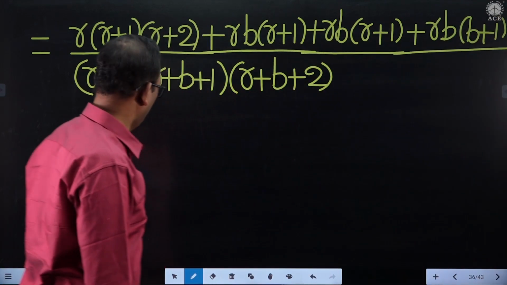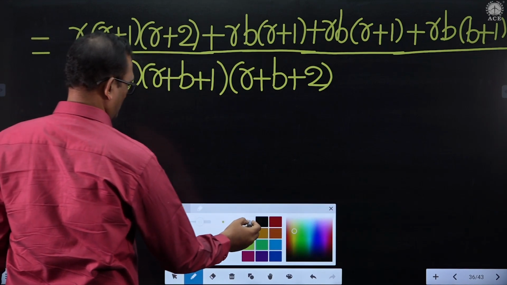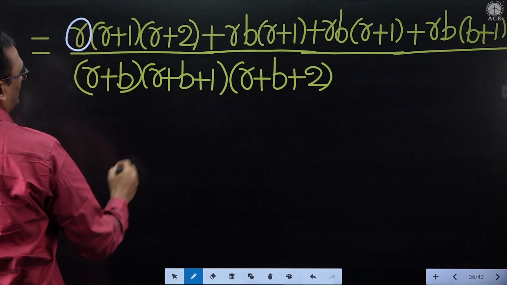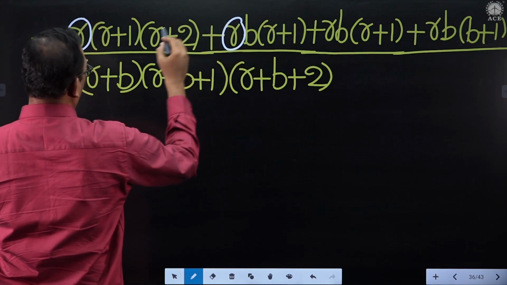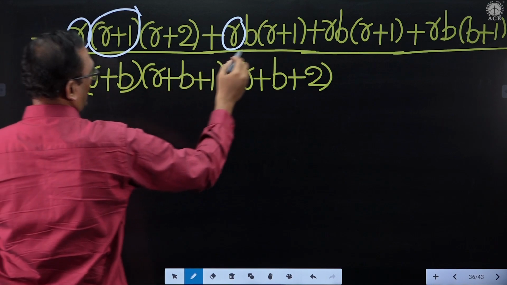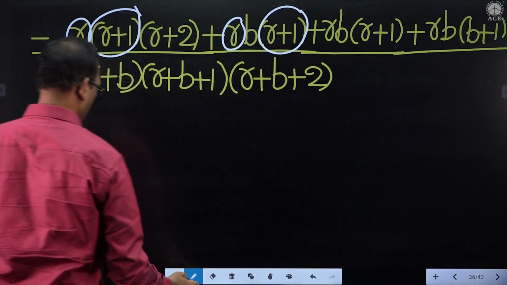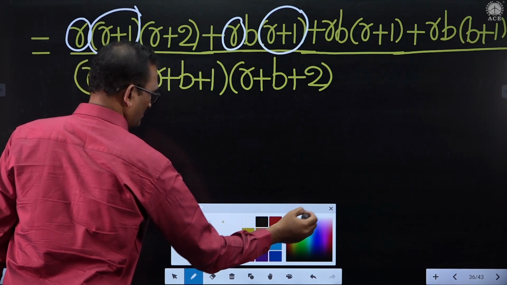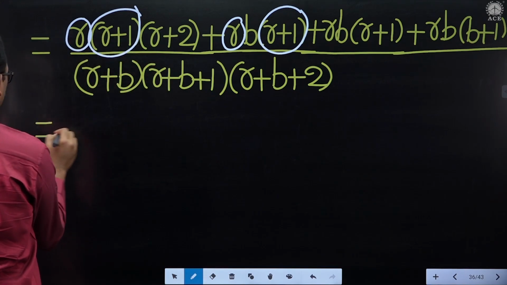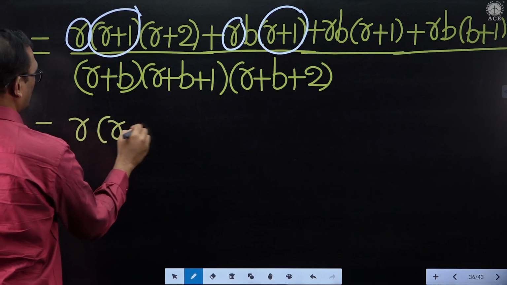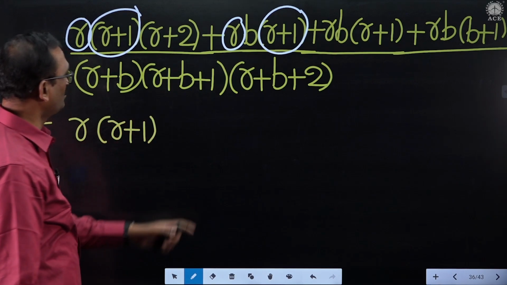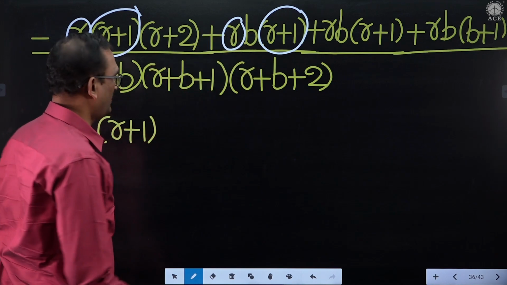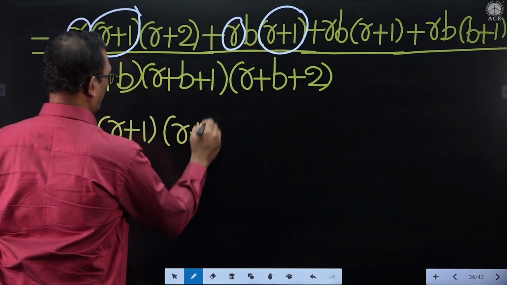Now you observe, from the first two terms, r is common, r plus 1 common. That is equal to r into r plus 1, common was taken out. The terms remaining are r plus 2 plus b, that is r plus b plus 2.